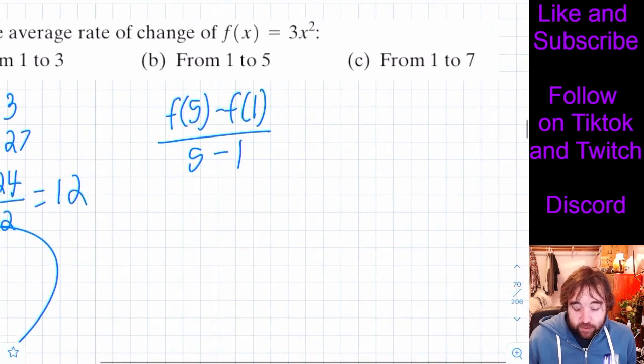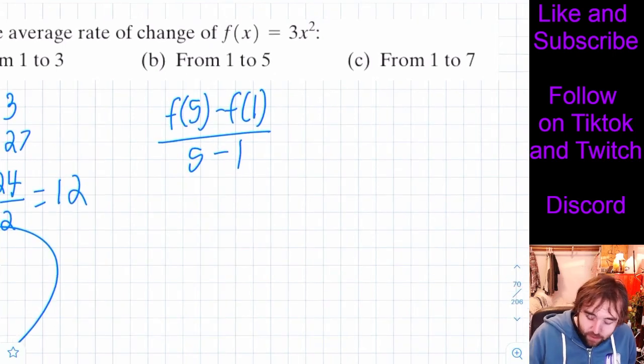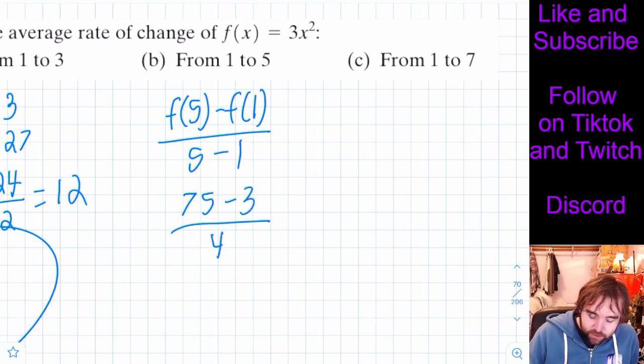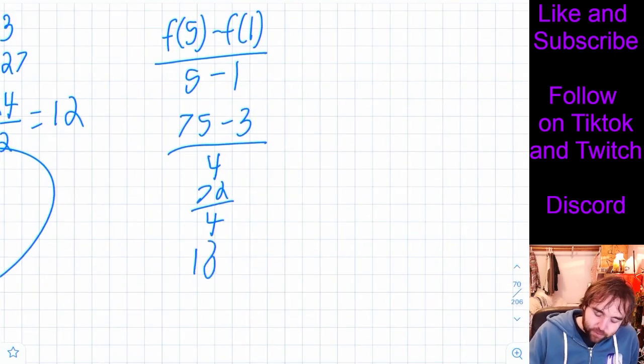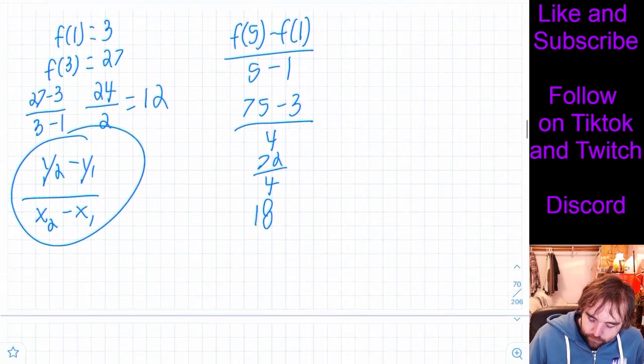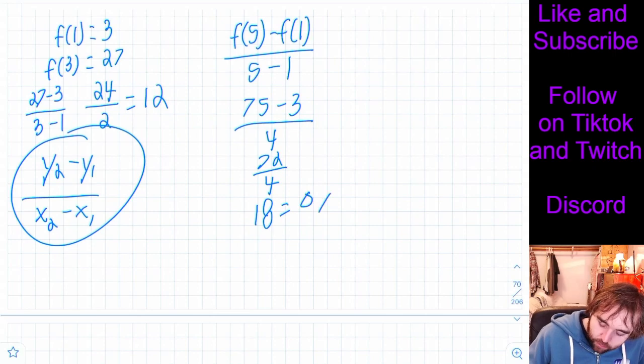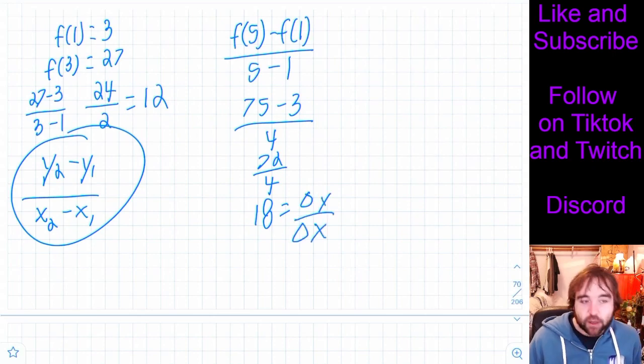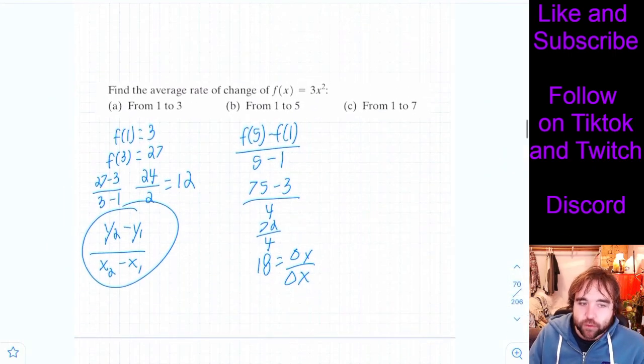So you got to flex your mental math muscles. 3 times 5 squared, 75. Again, minus 3 over that change, which in this case is 4. So that's 72 over 4, which is 36 over 2, which is 18. And so that is our change in y over change in x, on average, between those 2 points.